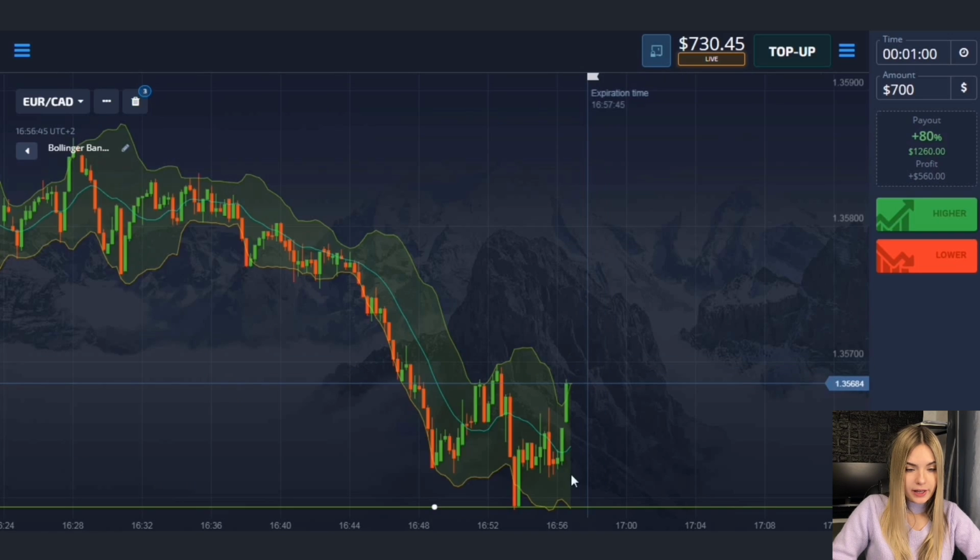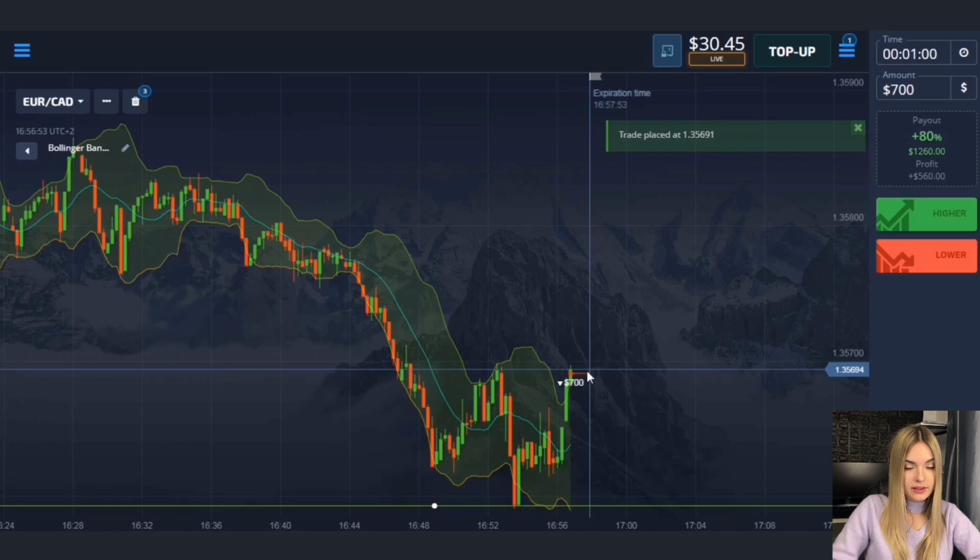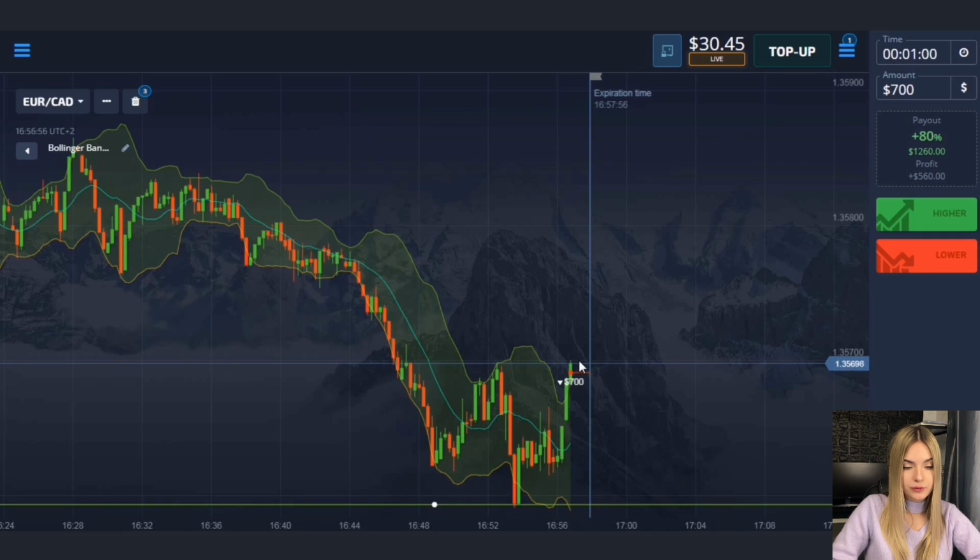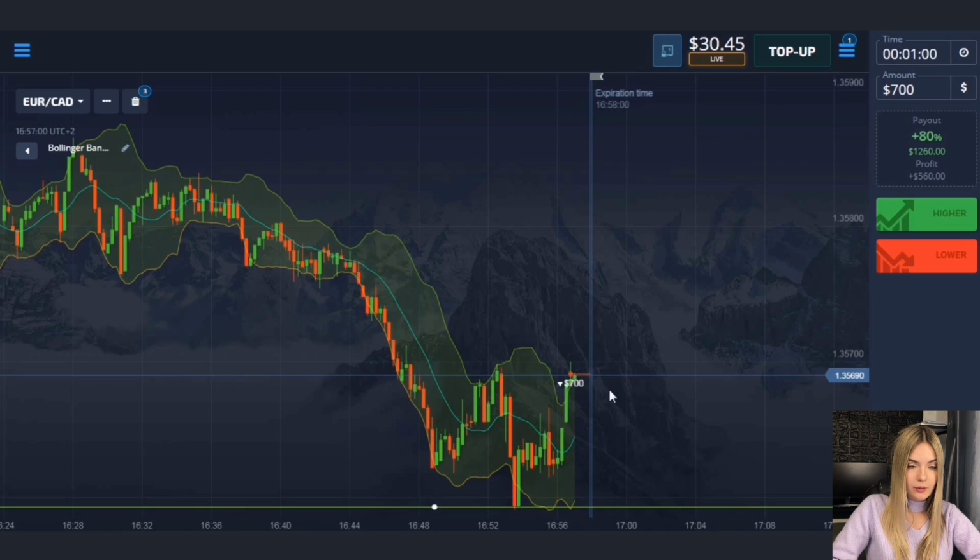Here there was a pullback from the support level to the internal resistance level. In this situation, I will suggest opening a deal for 1 minute to decrease. Since the price has reached this area by impulse, I think that in this situation there will be some kind of correction, at least a small pullback down. So guys, let's wait for the end of our deal.